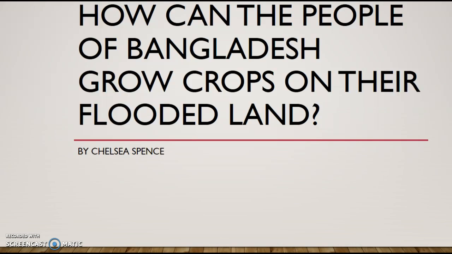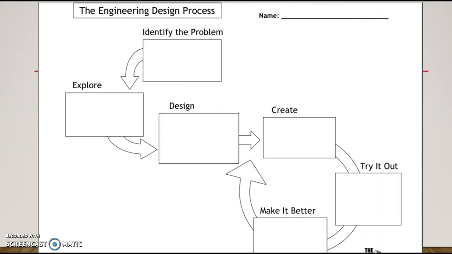And I stumbled across a really great organization that is helping the people of Bangladesh who have yearly a big food crisis because they have a monsoon season where their land gets completely flooded and they're unable to grow crops. So I wanted to have my students explore how they could help the people of Bangladesh fix this problem. And so just a quick reminder, there's the engineering design process we're going to walk through.